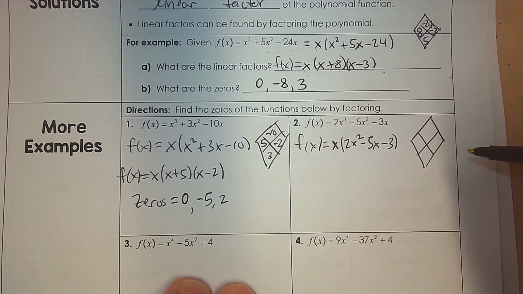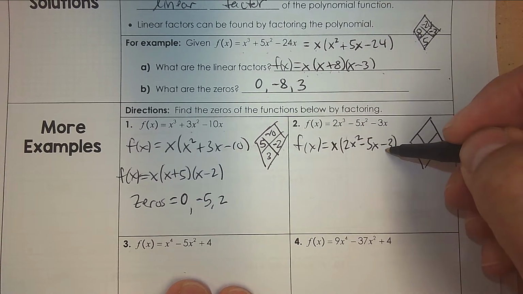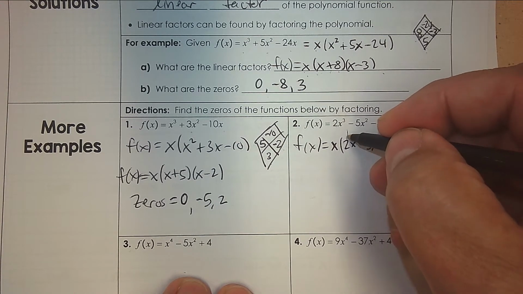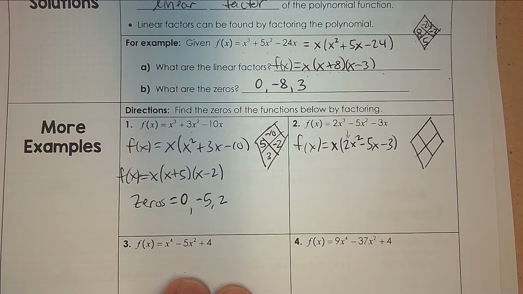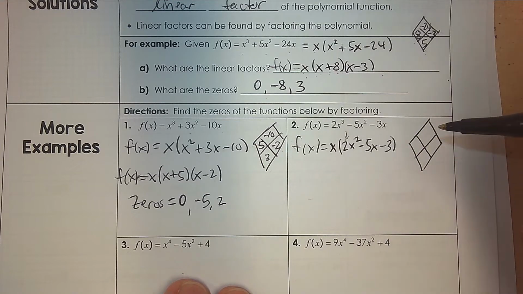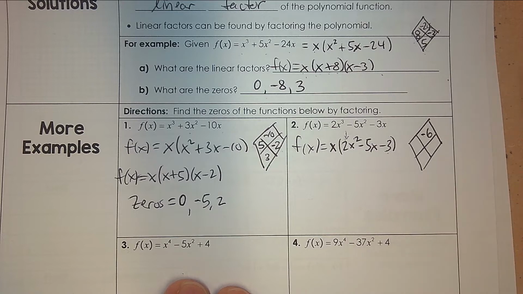So to factor this, I'm going to go the first times the last. See, a simple trinomial would mean the a, what's with x squared, is just 1. It would just be a 1x squared to factor in front. We have a 2x squared, so that makes it not so simple. So 2 times negative 3 is negative 6, and then negative 5.